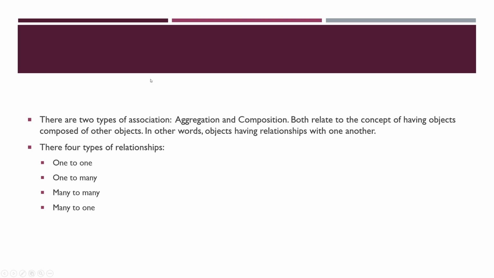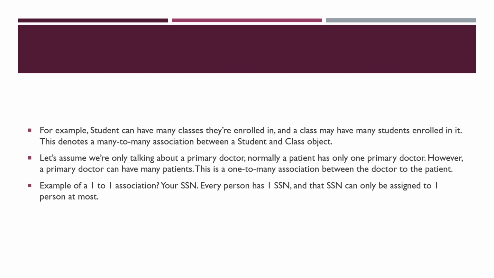Okay, now there are two types of association: aggregation and composition. Both of these terms relate to the concept of having objects composed of other objects. They follow the has-a relationship, but there is a difference between these two, and we're going to talk a little bit more about that in the next couple of slides. But let's talk about the 4 types of relationships in association. Remember, when we were talking about association, we were saying there's a relationship from one object to another object, and that relationship can be a one-to-one relationship, a one-to-many relationship, a many-to-many relationship, or a many-to-one relationship. So let's say we have a student object and we have a class object, right?